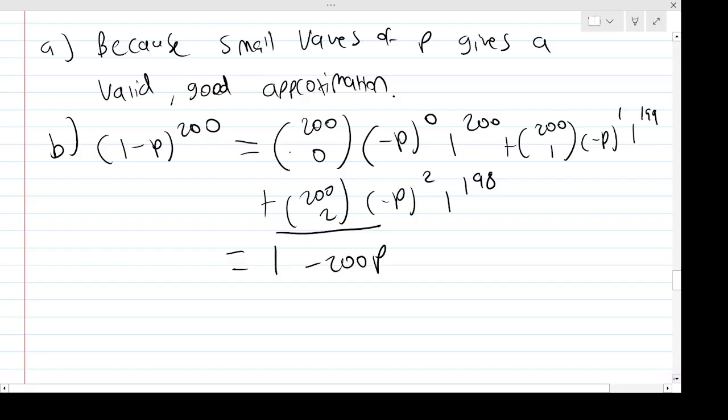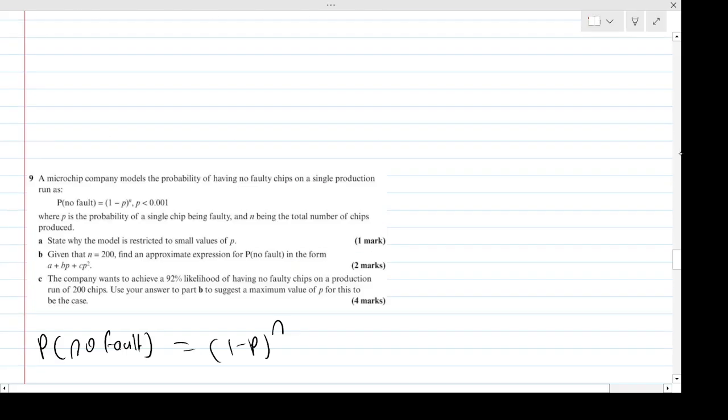Then this next term, 200 choose 2 is 19,900 times minus p all squared, but minus p times minus p is positive p squared, right? So that'd be positive 19900p squared. And there we are then. And then add dot dot dot.